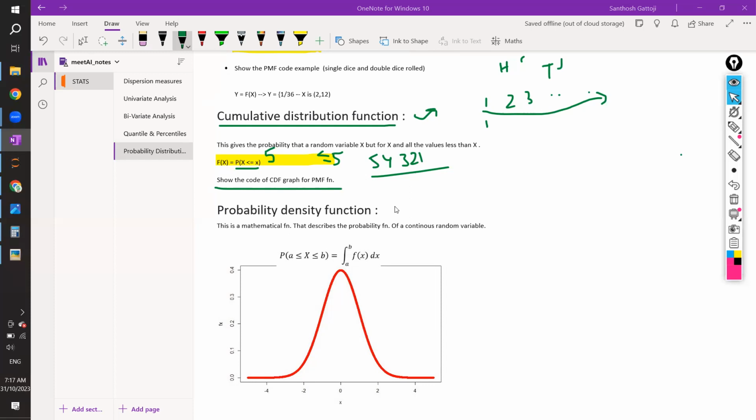I hope we are good with the PMF. So now if someone says they are dealing with PMF, you should get the idea that we are focusing on the discrete variable and the graph will look something like that. It's countable numbers and you can also have a CDF for that. Fine. So now the next concept.